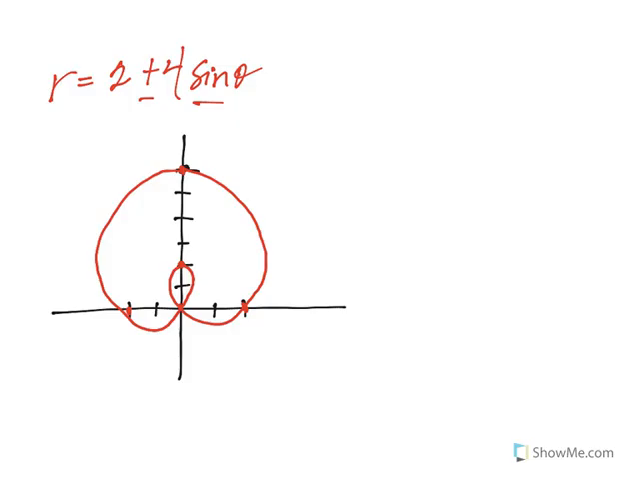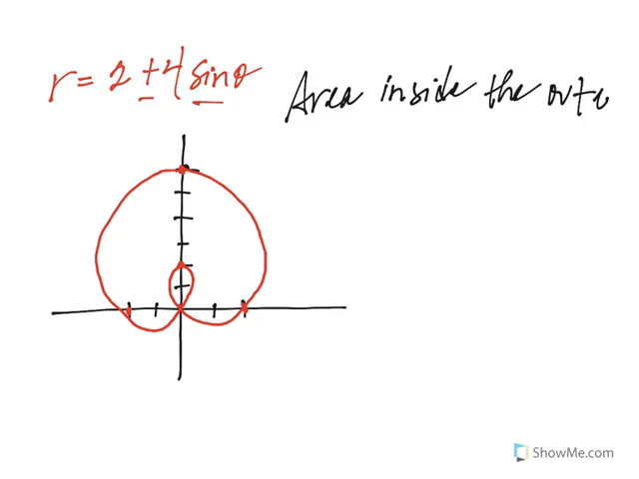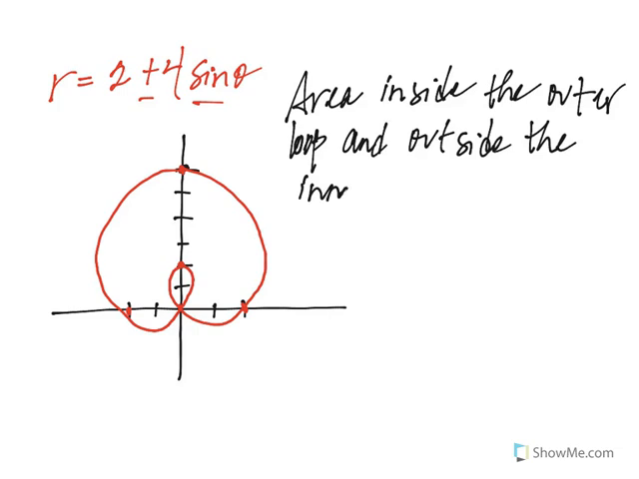All right, now, let's say that I was looking for the area inside the outer loop and outside the inner loop.